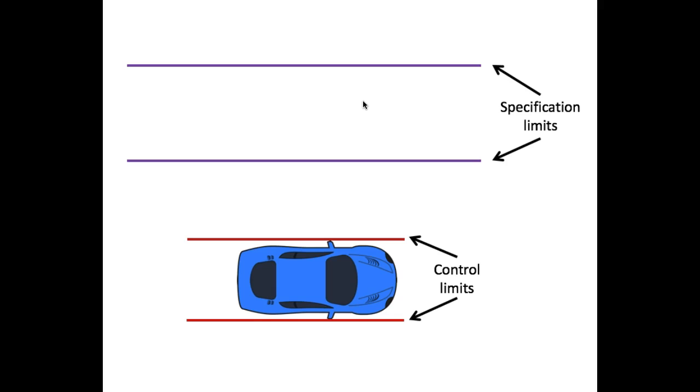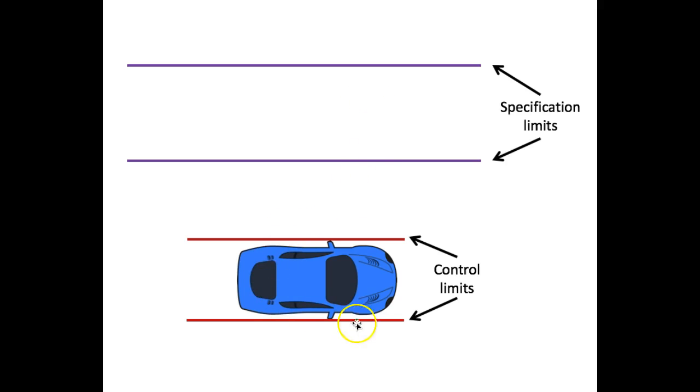If your control limits and specification limits are the same thing, that means your little car here is just as wide as your parking space, and you're going to have to be very careful about how you park it so you're exactly in that space. You're not sticking out on one side or the other. If your car is bigger than your parking space, well, then you can't get it in the space, regardless of what you do. So let's see an illustration of that.